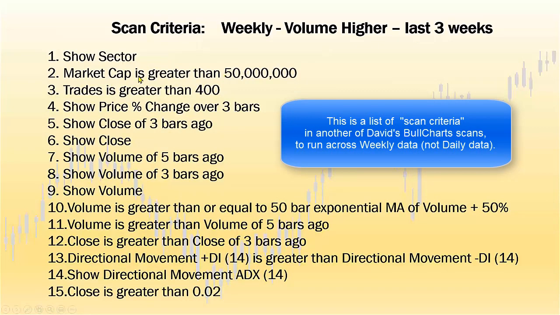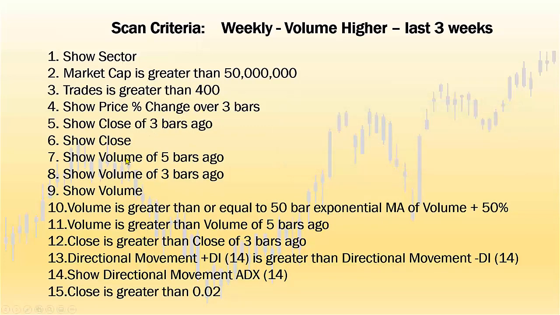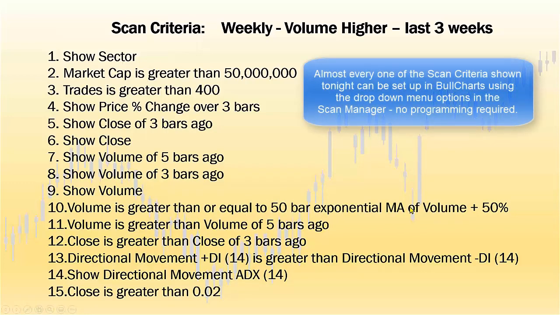Once again, a market cap of greater than 50 million, trades greater than 400. I show the price change over 3 bars. I show the close over 3 bars, the volume over 5 bars, and the volume over 3 bars, and the volume. So I'm showing volume 1, 3, and 5. I look for the volume that's greater than or equal to the 50-bar exponential moving average plus 50%.